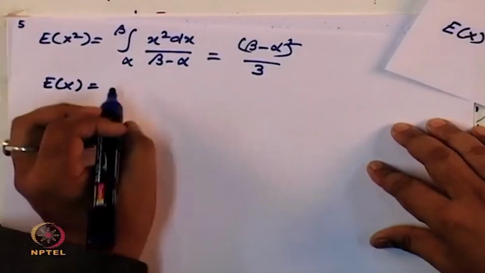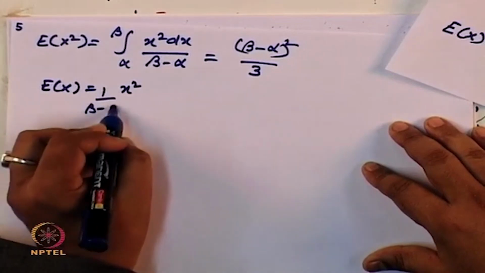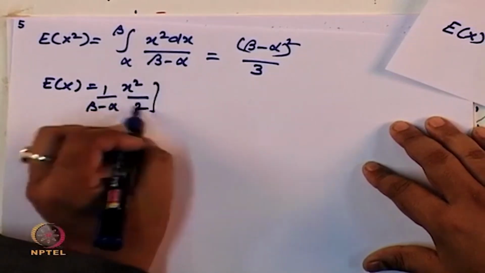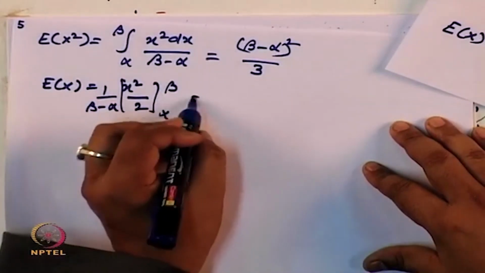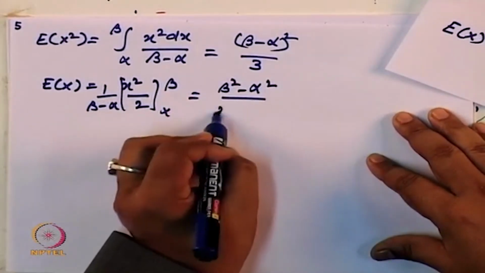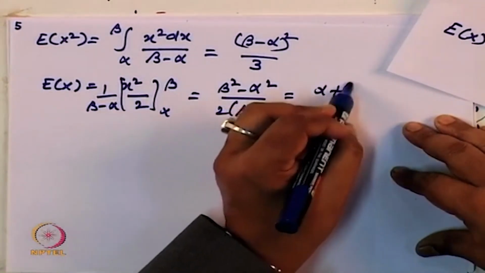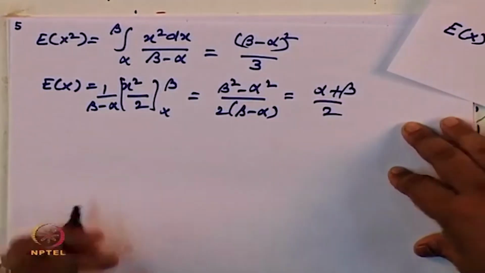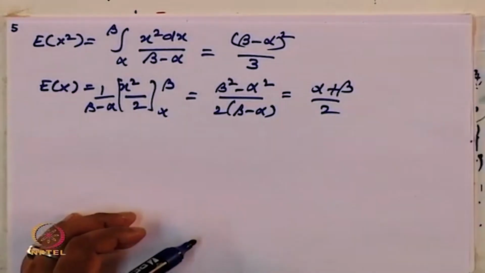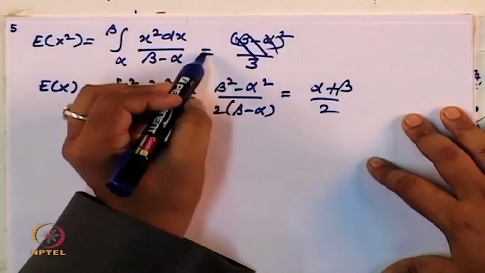So, your expectation of x is the integral of x times f of x, so 1 by beta minus alpha into x square by 2 between alpha and beta, equal to beta square minus alpha square by 2 into beta minus alpha, which is equal to alpha plus beta by 2. That makes sense. On an average, you will get a value which is the average of alpha and beta. This also I will redo.